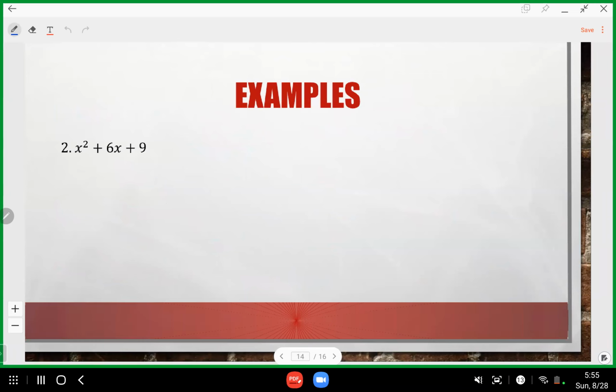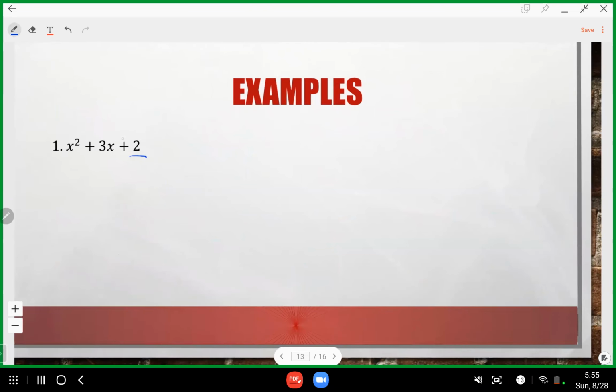All right. So for this one, what we need to do is list factors of 2 first. There are only about 4 factors of 2. It's -1, -2, 1, and 2. Right? And we need to find 2 factors that add up to 3. So the negatives are already out. You're just left with 1 and 2, and they do add up to 3, right? So then you get X plus 1 and X plus 2.